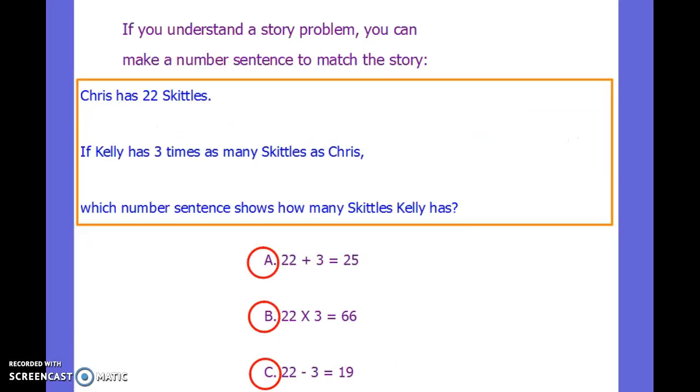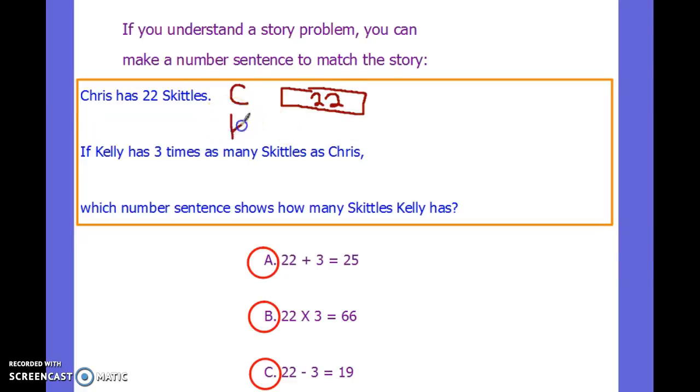One more example. Understanding a story problem can help you make a number sentence to match that story. Now we have Chris. Chris has 1 bag of Skittles, or 1 bar. He has a bag of Skittles, and it has 22 in them. Well, most times when you buy Skittles, they all have about the same amount of Skittles in them.